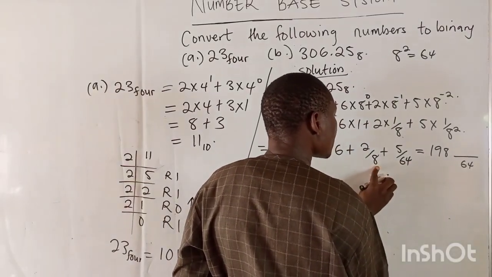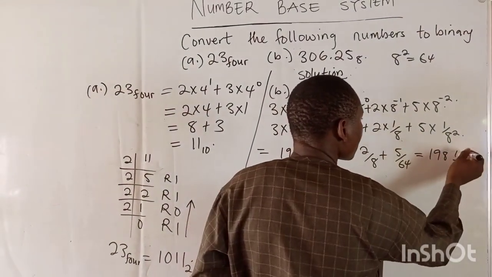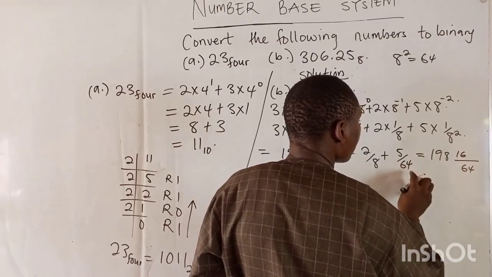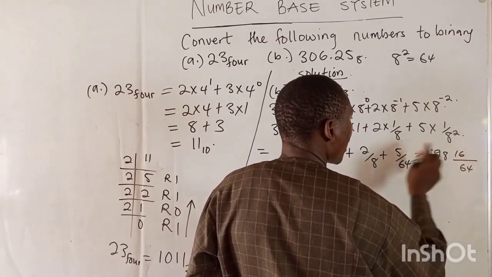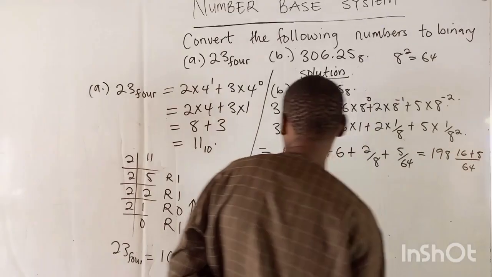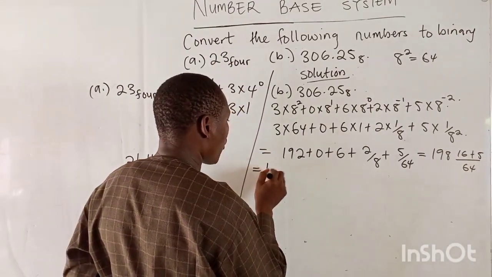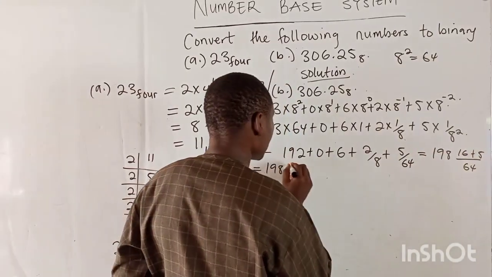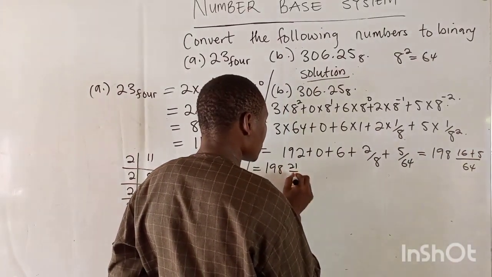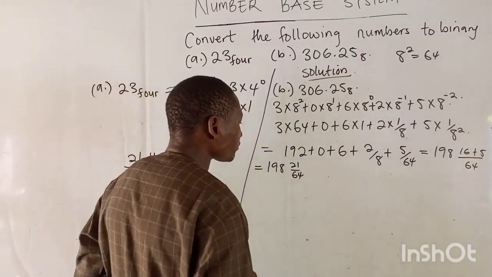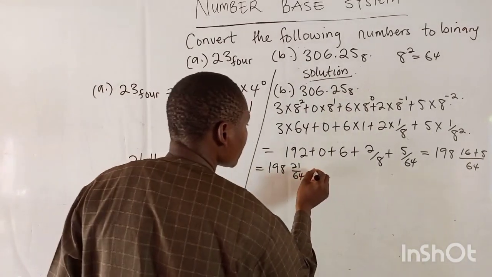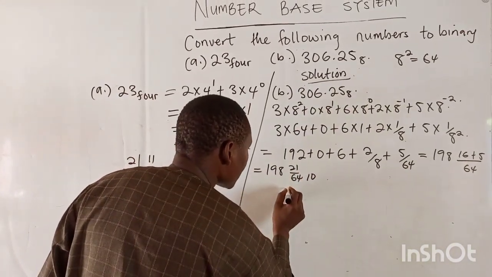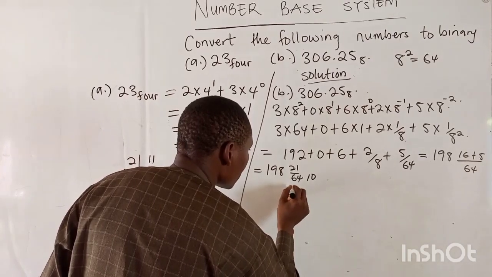64 divided by 8 is 8, and 8 times 2 is 16. 64 divided by 64 is 1, and 1 multiplied by 5 is 5. Now we are going to have 198, then 16 plus 5 is 21 all over 64. Now this number is in base 10. Now we convert it to binary.